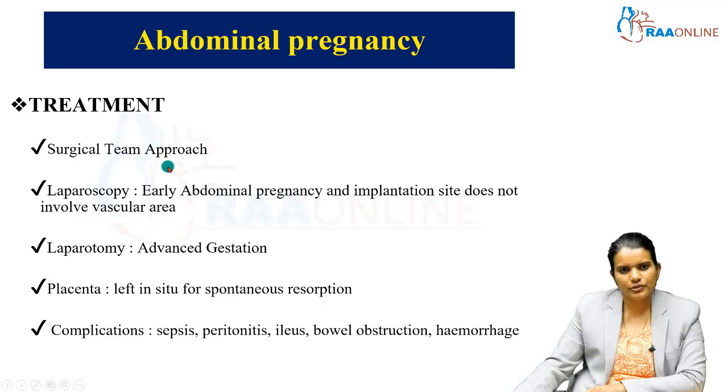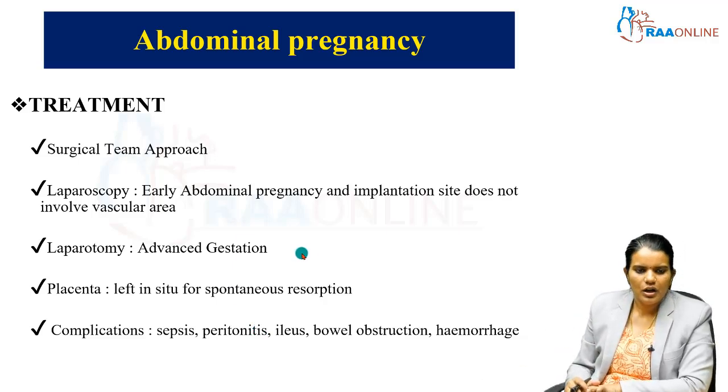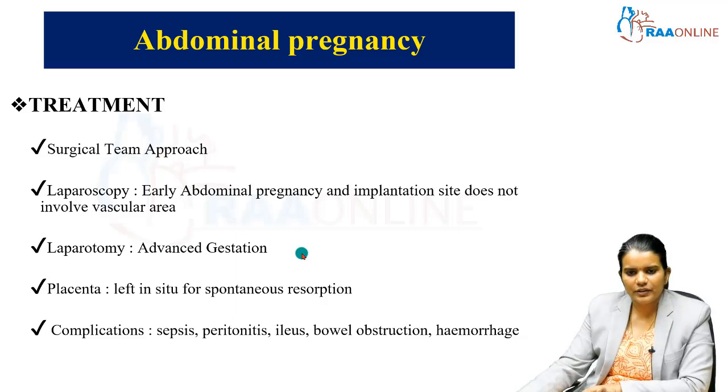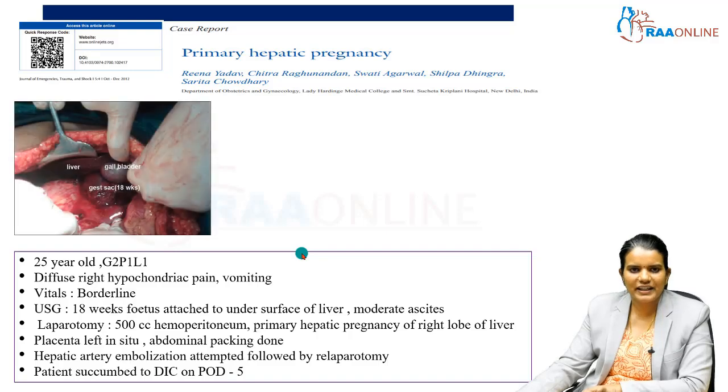Treatment is a team approach. You cannot handle an abdominal pregnancy only with a gynecologist. You need a GI surgeon also, or a good surgeon. So, it should usually be done by laparotomy. Early pregnancy alone can be done by laparoscopy. The placenta is usually left inside because too many vessels will be there in the mesentery and all. Complications are septic peritonitis, ileus, bowel resection and hemorrhage. So, these are some of the case reports.